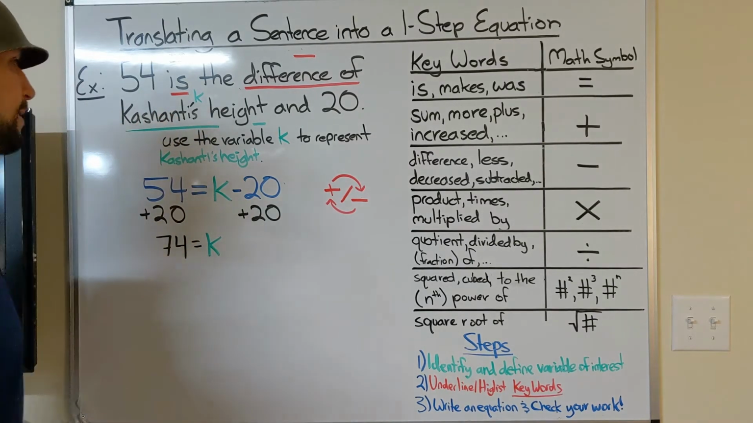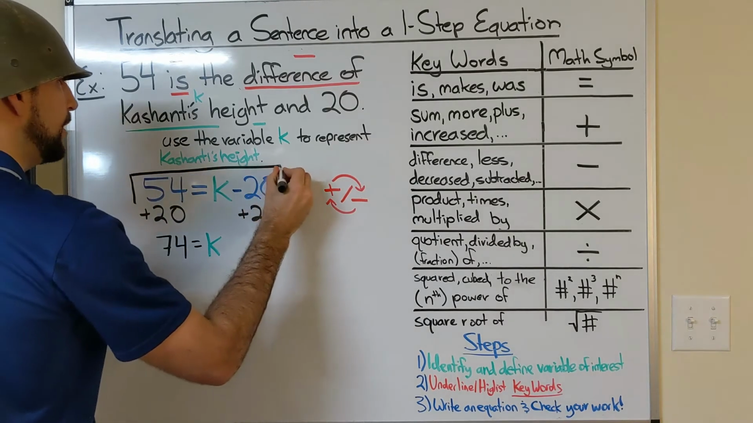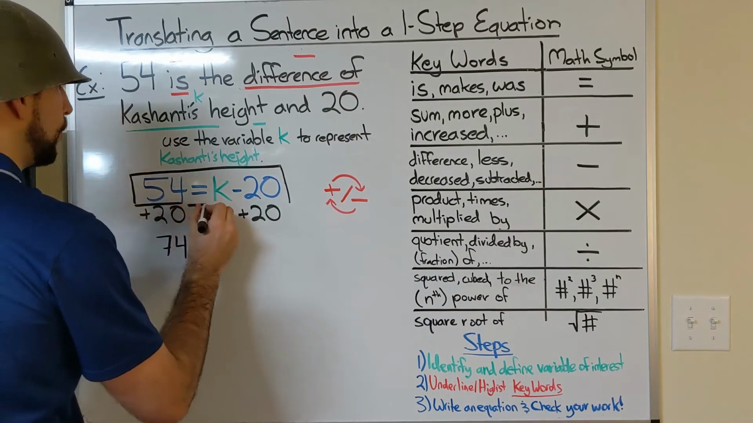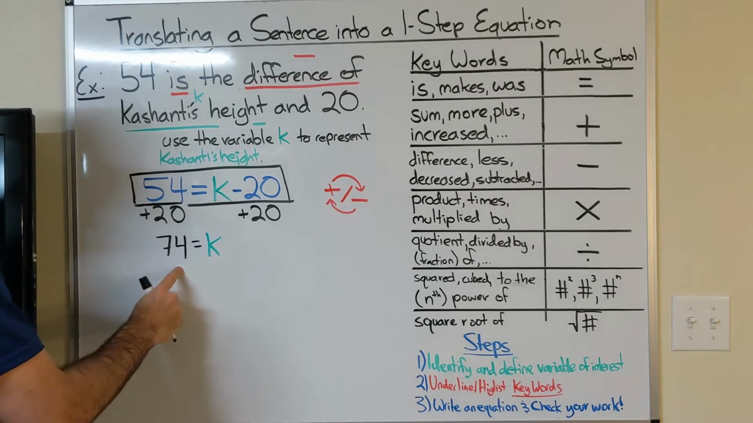So we've now set this up correctly, and here would be the equation that represents our word problem. Again, if they ask for the solution, we would know that k is equal to 74.